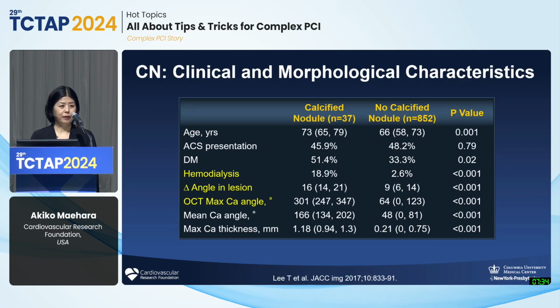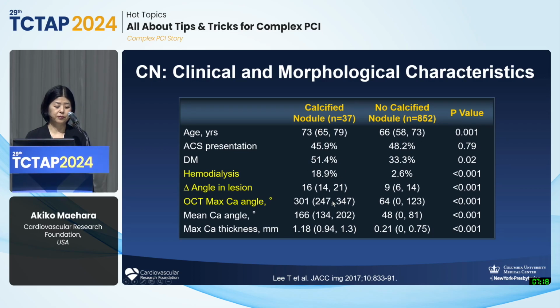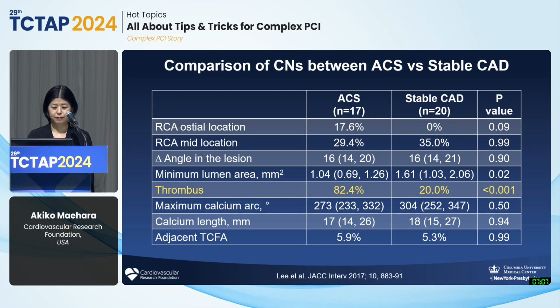And when we compare patients or lesions having the calcified nodule with those without, the main characteristics in the patient who had the calcified nodule is that they are older and more likely on hemodialysis. And when we look into the lesion, the calcified nodule is large calcium, and hinge motion is more severe. So those are the characteristics in terms of the patient and the lesion.